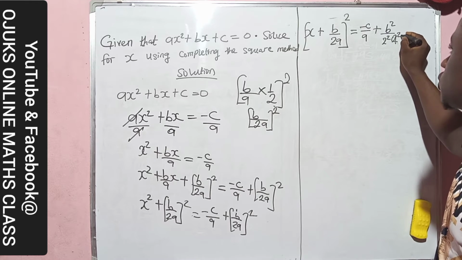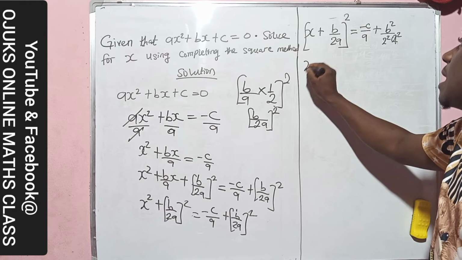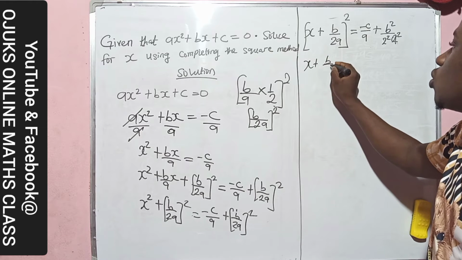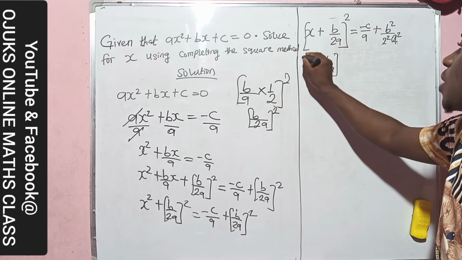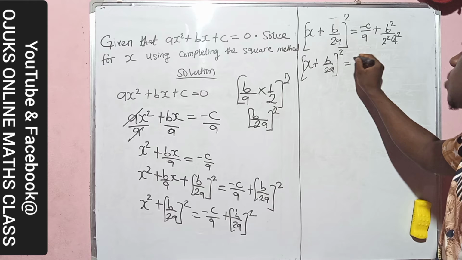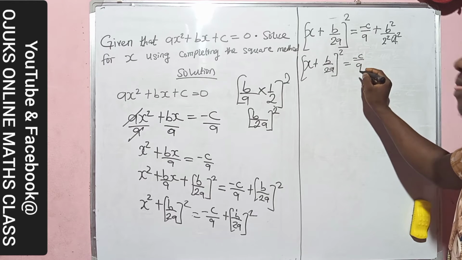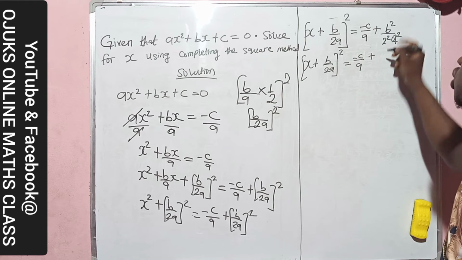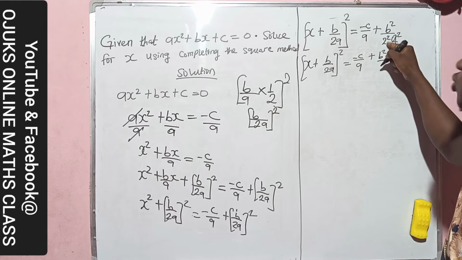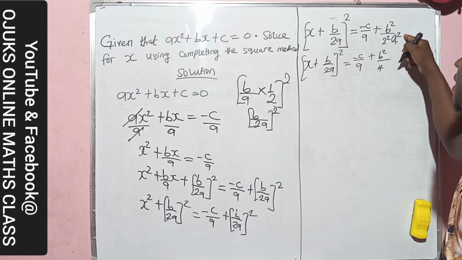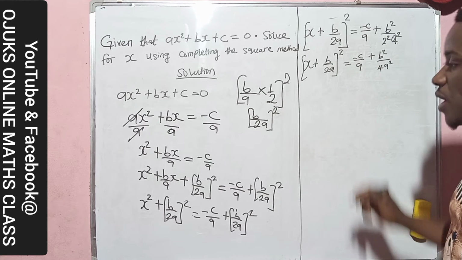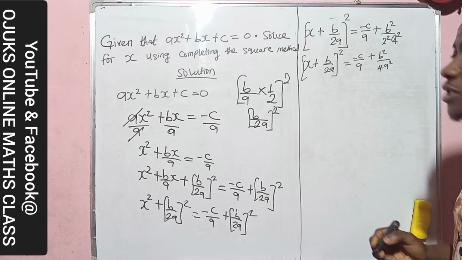So we'll have a raised to power 2. If we were to solve for that, we'll have it that x plus b over 2a all squared is equal to minus c over a plus b squared over 2 raised to power 2 is 4, then a raised to power 2 is a squared. If you are to solve for that, let's continue.